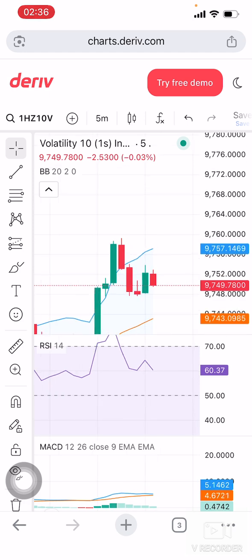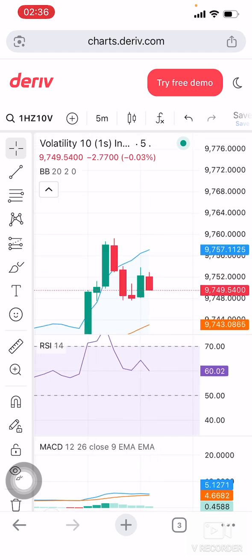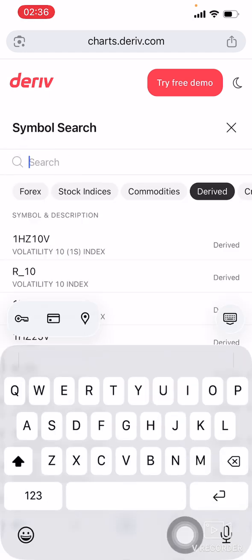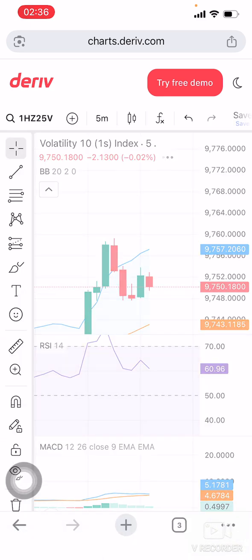That's how we trade Asians downs using 5 ticks. Let's look for another volatility, whether we can find a good volatility so that I explain.